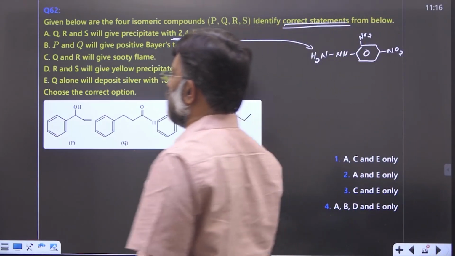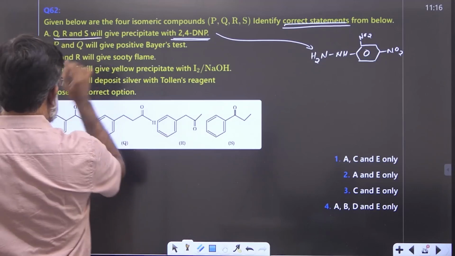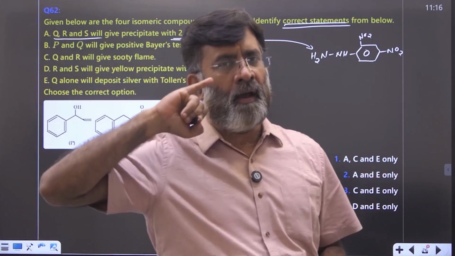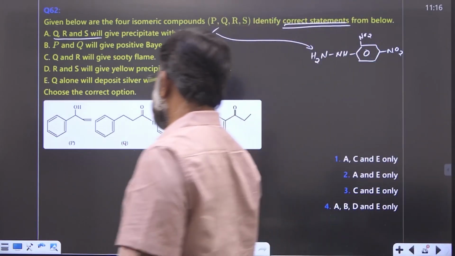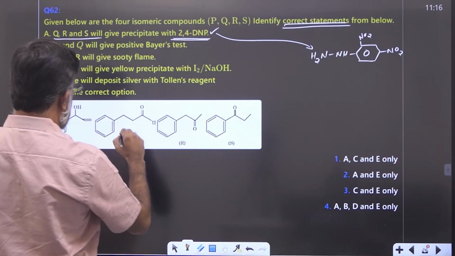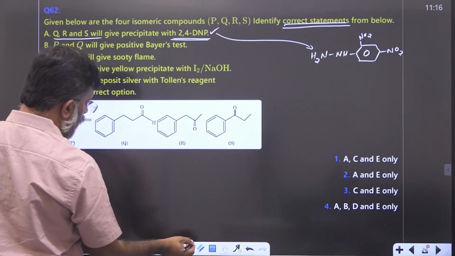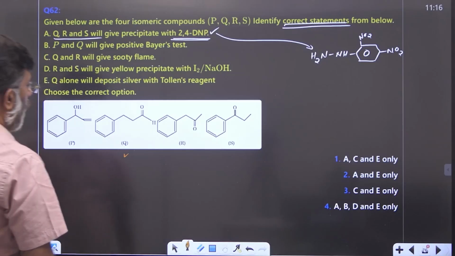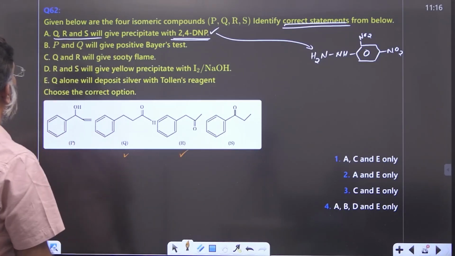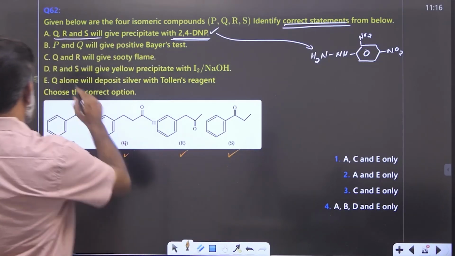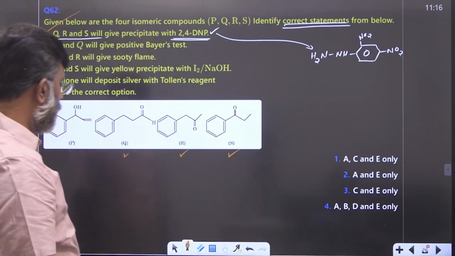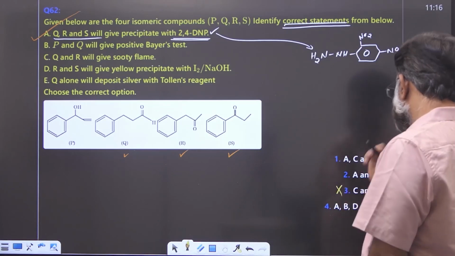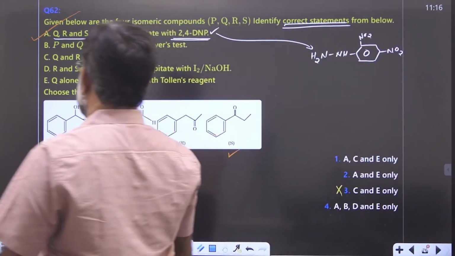So the statement is QRS will give precipitate with 2,4-DNP. It gives precipitate with aldehydes and ketones. What about Q? Q is an aldehyde, yes, it will give precipitate with DNP. R is a ketone, yes. S is a ketone. So this is a true statement. A is a true statement. Third choice out.